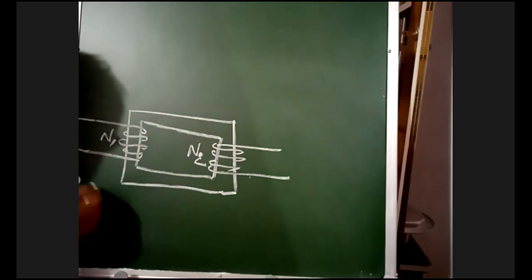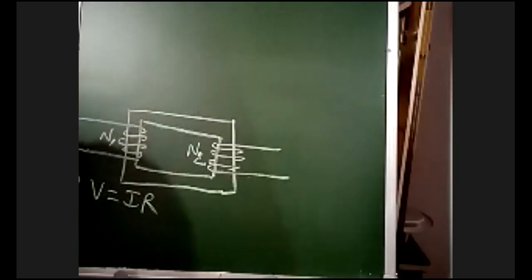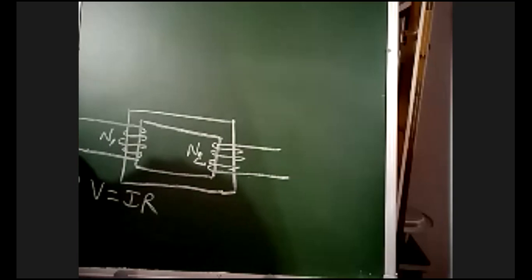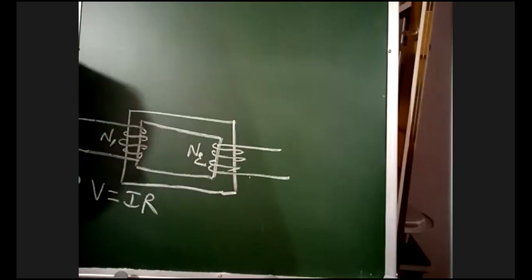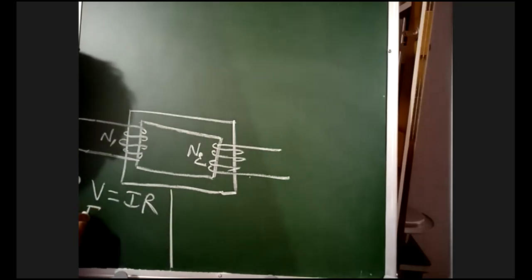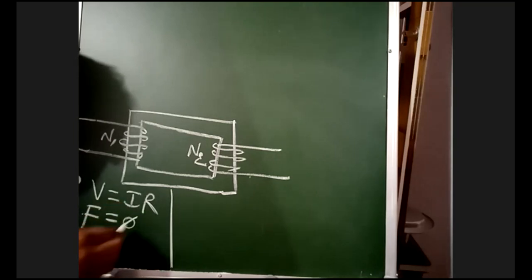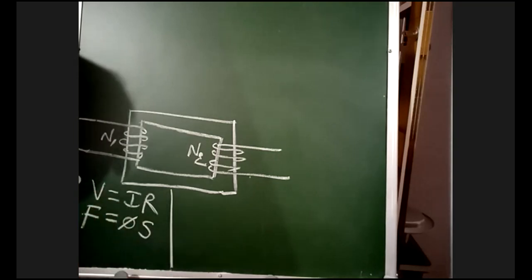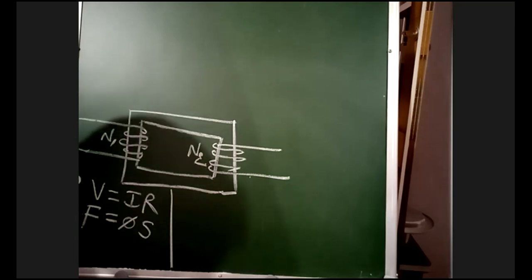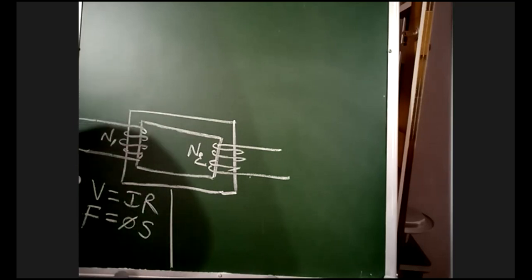We know the formula for voltage, V is equal to I into R, in electrical quantities. But in the magnetic case, V is replaced by F, called magnetomotive force. In place of current, we will get flux. In place of R, we will get reluctance, S. These are the electric quantities, and these are the magnetic quantities.